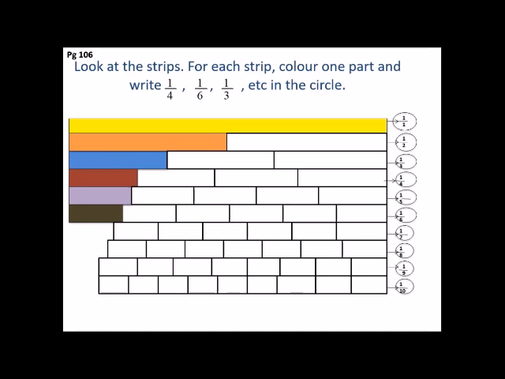1 by 7 means out of 7, 1 is colored. 1 by 8 means out of 8, 1 is colored. 1 by 9 means out of 9, 1 is colored. And 1 by 10 means out of 10, 1 is colored like this. Now match your answer with the solution.